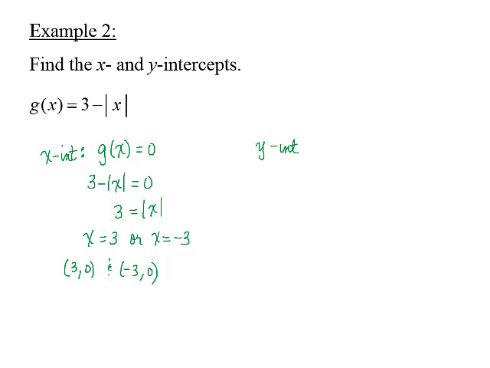The y-intercept is found by letting x equal 0, or in this case finding g of 0. We get 3 minus the absolute value of 0, which is 3 minus 0, or 3. So the y-intercept is 0, 3.